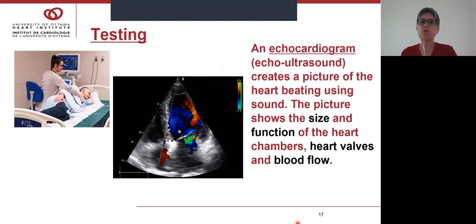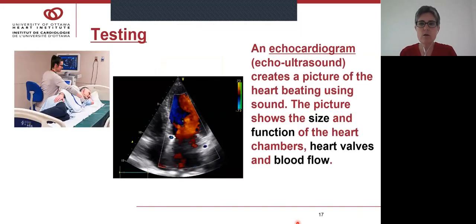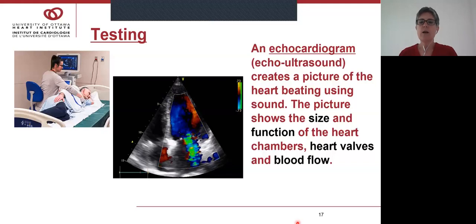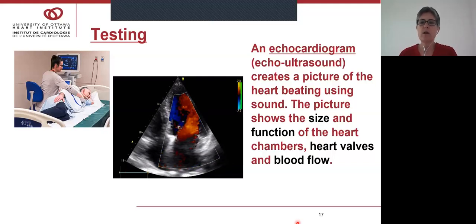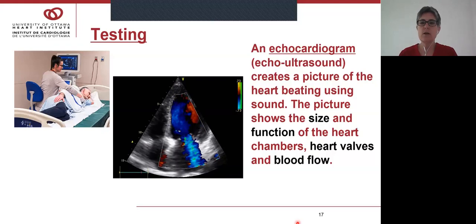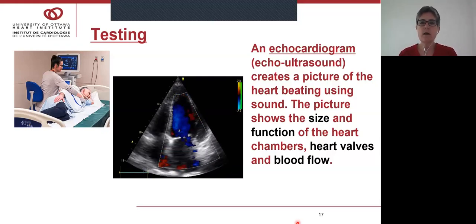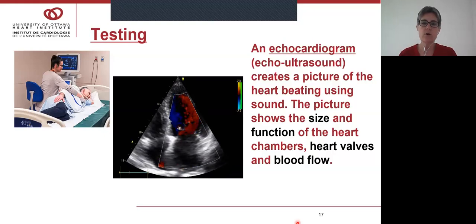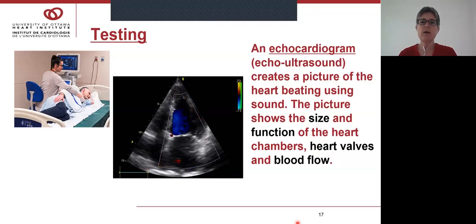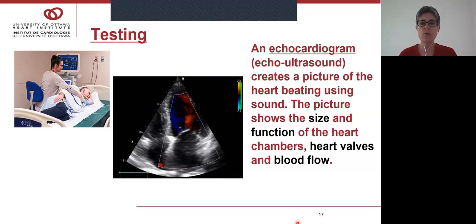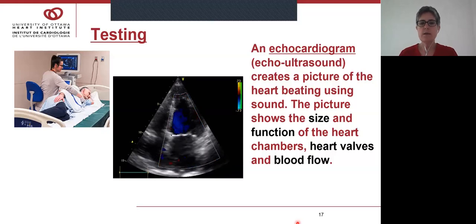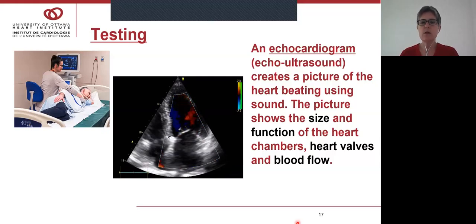Other testing that we do is an ultrasound of the heart called an echocardiogram, and this creates a picture of the beating heart. It uses sound, and it allows us to see the size and function of the different heart chambers, the thickness of the muscle, and the functioning of the heart valves and the blood flow through the heart. It gives us some important information.